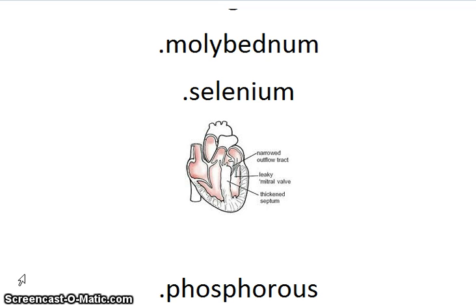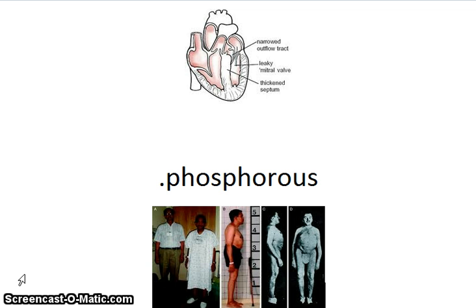And next is phosphorus. Phosphorus deficiency causes all the problems of bone such as rickets, osteomalacia, proximal muscle weakness, rhabdomyolysis, paresthesia, ataxia, seizure, confusion, hemolysis, and acidosis.